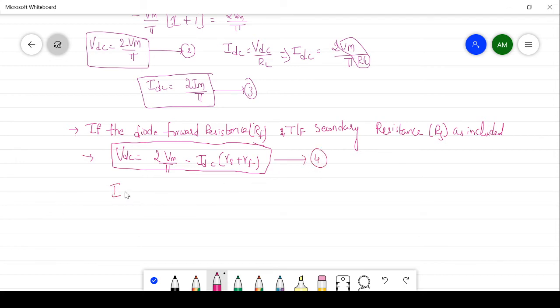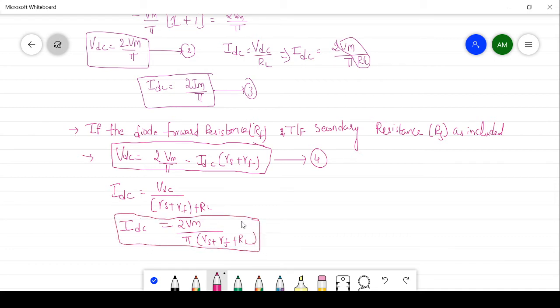Next, Idc, that is Vdc by RS plus RF plus RL. Already we know the Vdc value, 2 Vm by pi, so Idc is equal to 2 Vm by pi divided by RS plus RF plus RL. This is the DC current and DC voltage when we consider the diode forward resistance RF and the secondary resistance RS. This is equation 5.